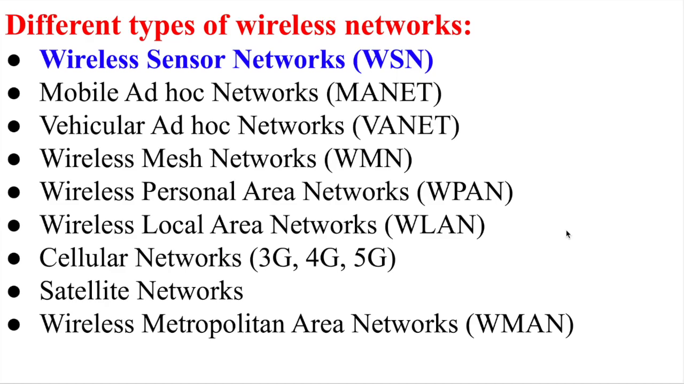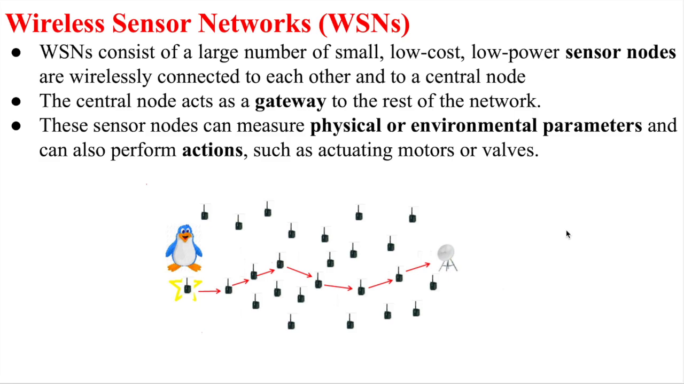So here we can see wireless networks. All of these are wireless networks. The wireless sensor network is one of them, along with wireless ad hoc network, vehicular ad hoc network, wireless mesh network, wireless personal area network, local area network, cellular network, satellite network, and WMAN. All these are wireless networks, and the wireless sensor network is one of them. So we come to the definition of wireless sensor networks.